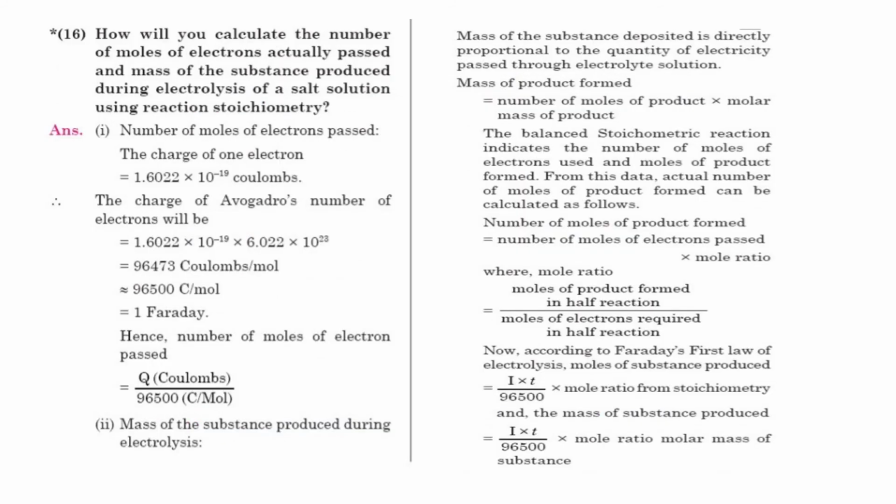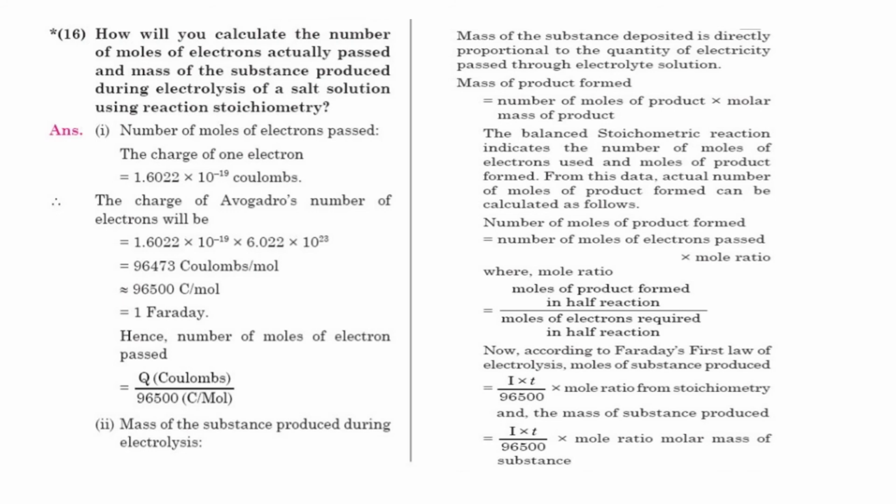Eighth question: how will you calculate the number of moles of electrons actually passed and the mass of the substance produced during electrolysis of a salt solution using reaction stoichiometry? This question has two parts. First, we have to find the number of moles of electrons passed, and second, the mass of the substance produced during electrolysis. So the first part, number of moles of electrons passed.